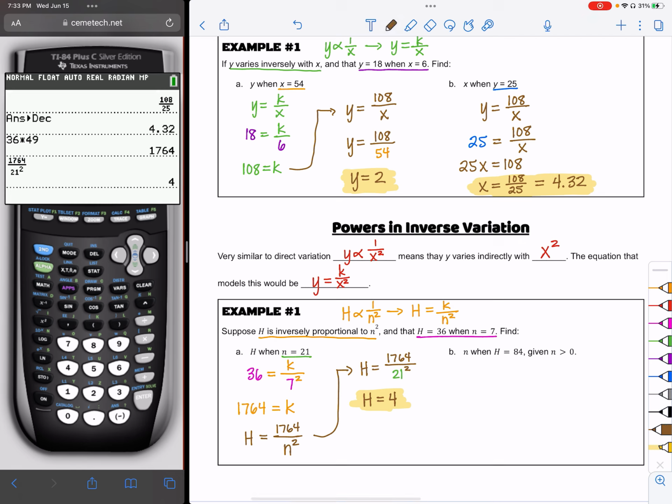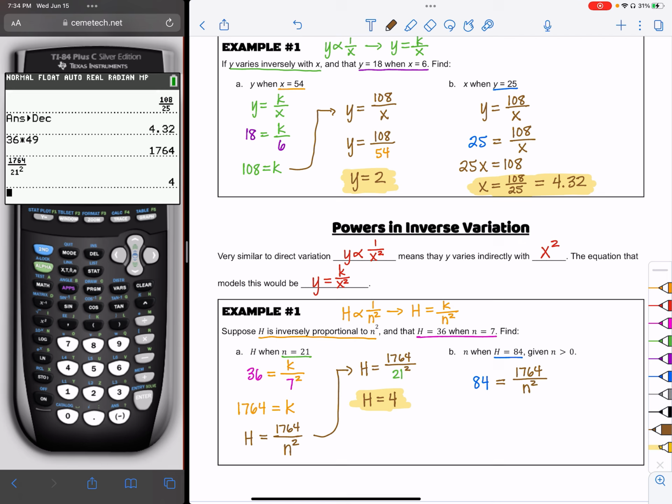All right. So now let's look at part B. Part B says we need to find n when h is equal to 84. We already know that n has to be greater than 0, and that's fine. So if we have h being equal to 84, the equation that we're going to have is 84 is equal to 1,764 divided by n squared.